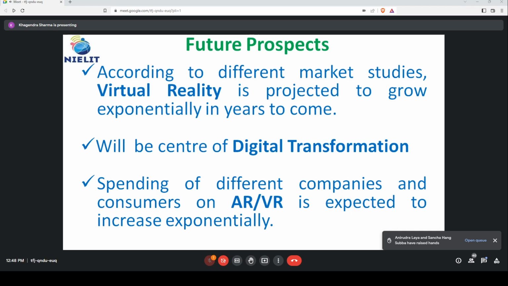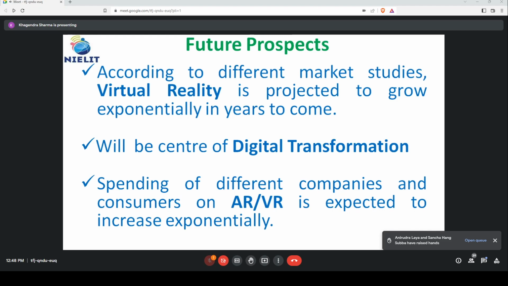Having talked about transforming experiences, now what are the future prospects? According to different market studies, virtual reality is projected to grow exponentially in the years to come. It will definitely be the center of digital transformation. That's why spending by companies and consumers on AR and VR is expected to increase exponentially.